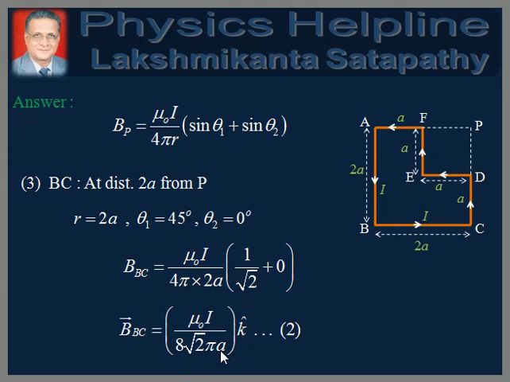Now for the direction of B_BC, if we hold the wire BC in our right hand with the thumb pointing in the direction of current from B to C, then the curling fingers at P will come out of the plane of the figure. Therefore, its direction is also the positive direction of z-axis. Therefore, we write B_BC vector is equal to mu 0 I by 8 root 2 pi a into k cap.